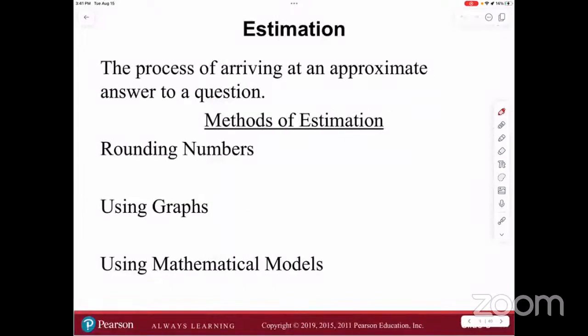Okay. So estimation is the process of arriving at an approximate answer to a question. Methods of estimation are rounding numbers, using graphs, and using mathematical models, right? So whenever we're doing estimations, we're not trying to be exact. A lot of times it's like mental math, or you just want to be within some range. You want to be close. You don't have to be exact for this, right?